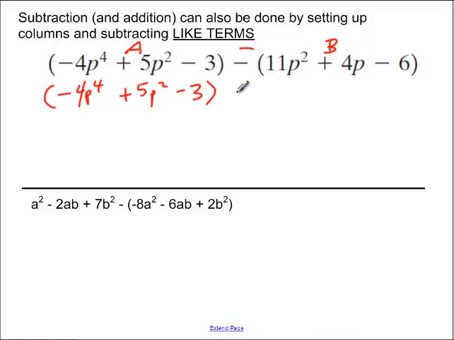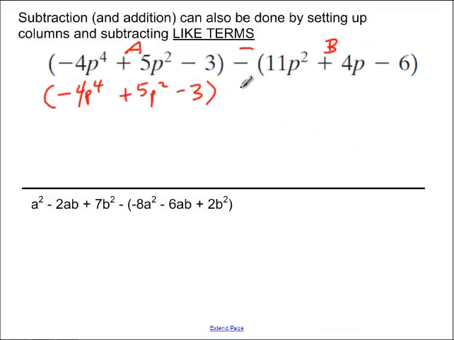So here's where we say, we have to change the negative b to adding the opposite of b. So we have to change this negative sign to adding, and we have to add the opposite of all these terms. The opposite of 11p squared is negative 11p squared. The opposite of plus 4p is minus 4p. The opposite of negative 6, or minus 6, is plus 6.